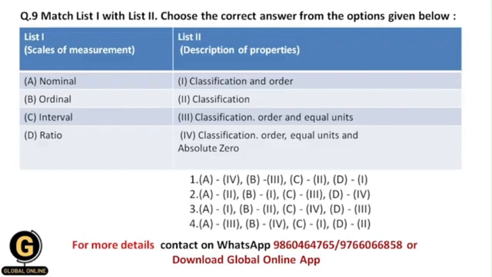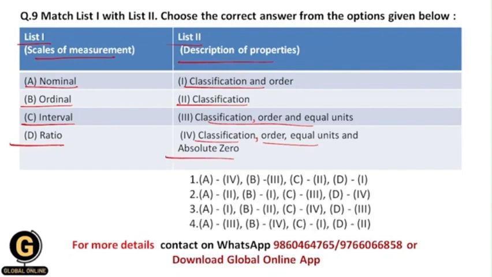Next is, now here they have given you list 1 and list 2, and you need to match list 1 with list 2. Within list 1 they have given you different scales of measurement, and within list 2 they have given descriptions of their properties. So scales of measurement include nominal, ordinal, interval and ratio, and the descriptions of properties include classification and order, classification, order and equal units, classification, order, equal units and absolute zero.